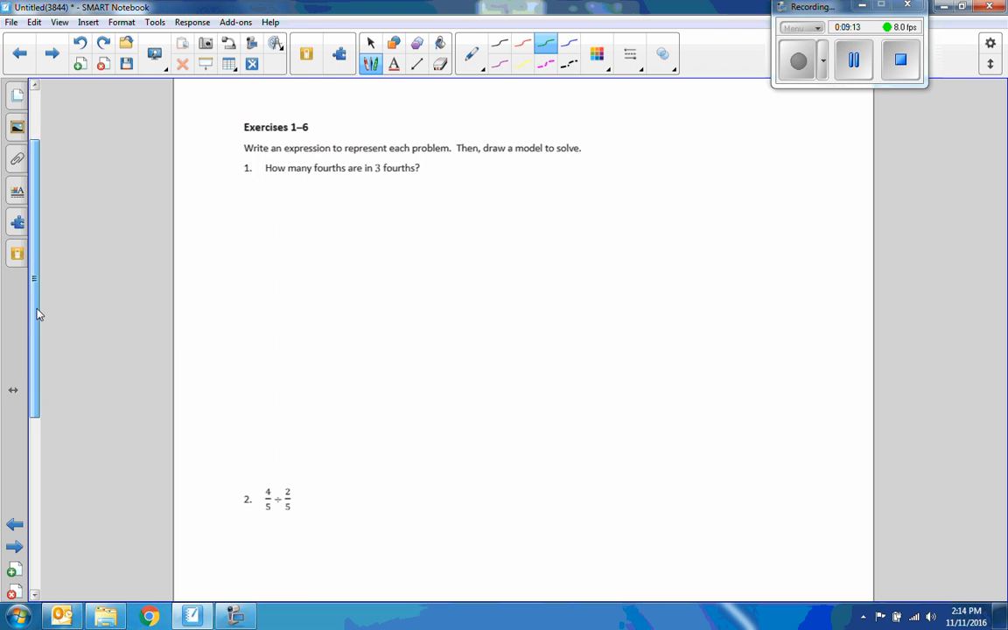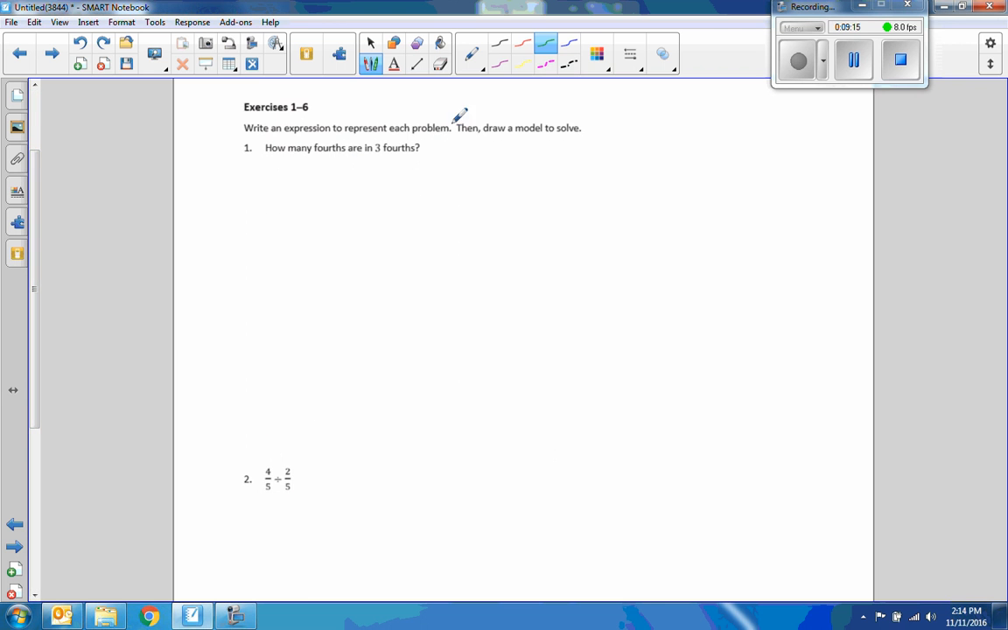Exercises 1 through 6 are now your turn. Write an expression to represent each problem, then draw a model. I will pause the video. Try these 1 through 6. Come back and we'll discuss them.